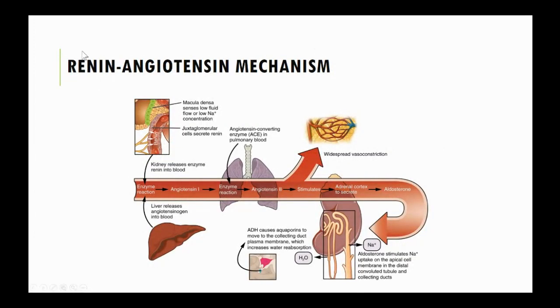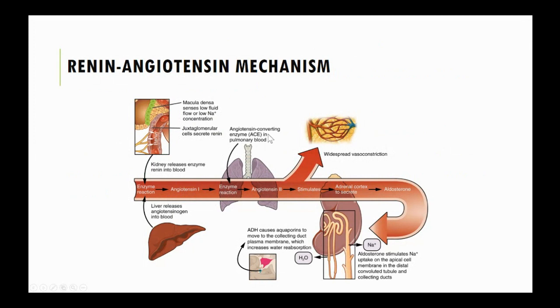Okay, so we have this whole mechanism, which we've talked about before, but let's go over it again. This is the renin-angiotensin mechanism. We talked about it as the RAA pathway. So there's those macula densa cells. They sense that low fluid flow or a low sodium concentration, and so then we're going to have those JG cells secreting renin. The liver is always releasing this angiotensinogen into the blood, but when we get that renin in there, it's going to cause an enzyme reaction, and we're going to convert to ANG1, or angiotensin 1.